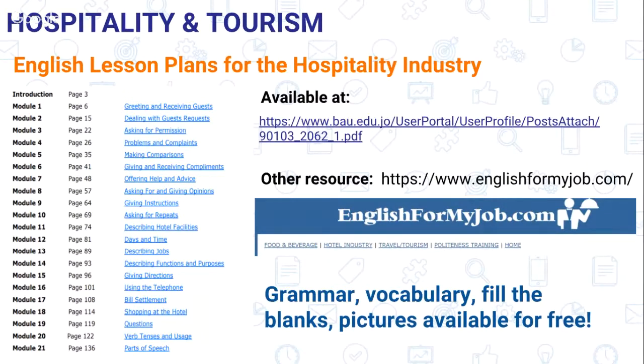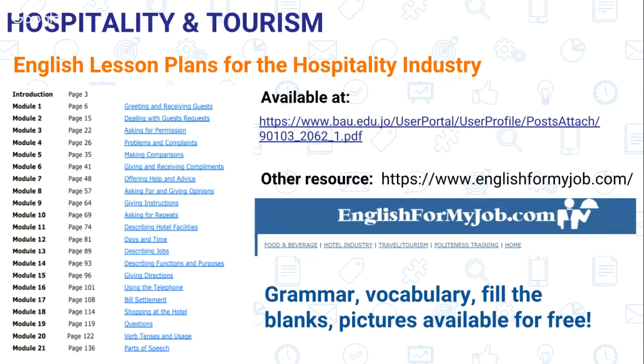And the other resource, which is also a free resource, is English for My Job. We just put a screenshot there. What is cool about this page is that it's divided into 4 categories: food, the hotel industry, travel and tourism, and politeness training, which is great, because coming back to the same conversation, how you talk and how you interact in different settings is really important for the students to know.